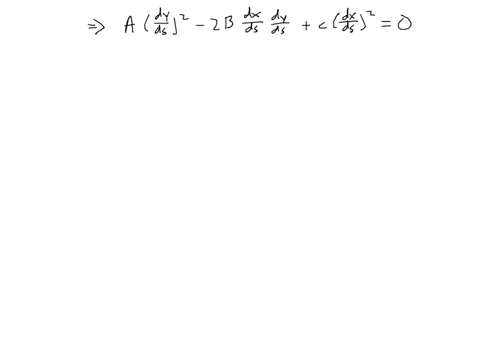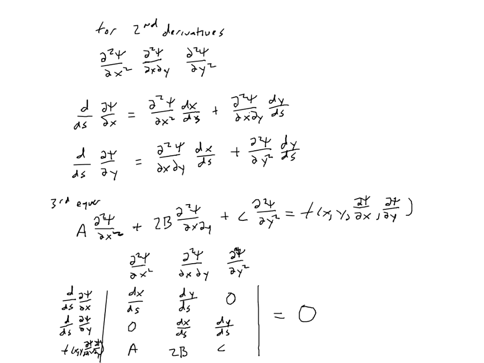But what you'll get is that a times dy ds squared minus 2b times dx ds dy ds plus c dx ds squared equals 0. Should be that solution. It comes from this, right?